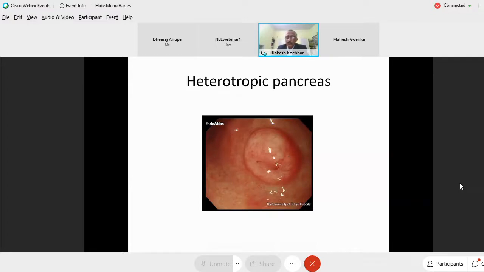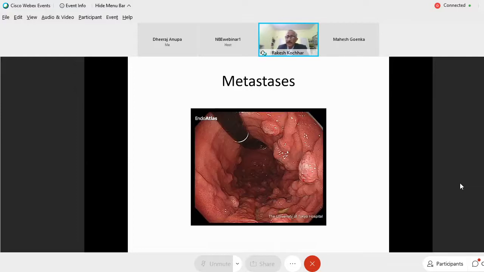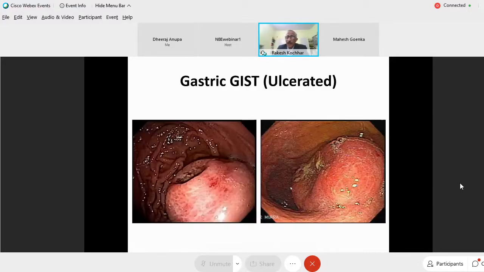Now you will see a lot of submucosal lesions in the stomach. This is the classical umbilicated appearance of a heterotopic pancreas, which can be seen anywhere in the stomach or duodenum. The other submucosal lesion in the stomach is the neuroendocrine tumor. The vascular pattern is normal. So you have to note that these lesions may be multiple. These have to be differentiated from, for example, multiple metastases.